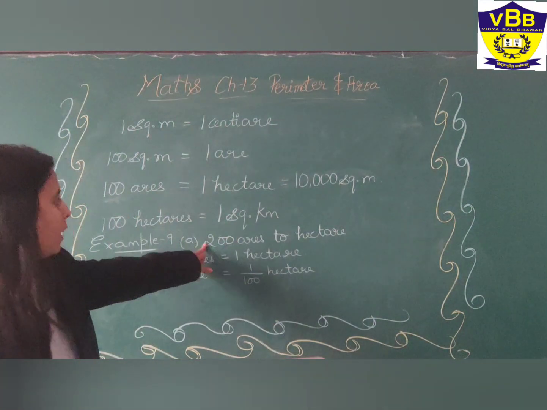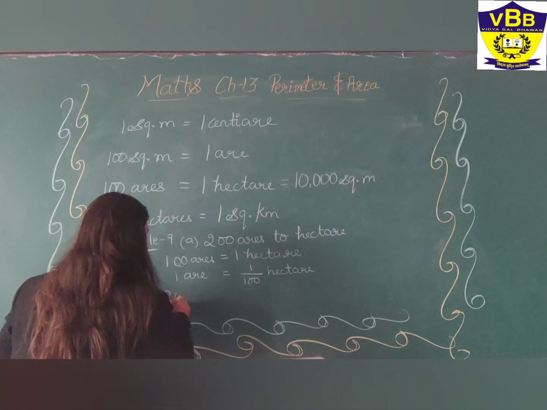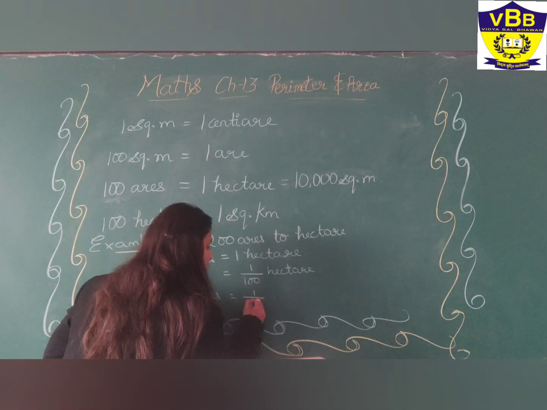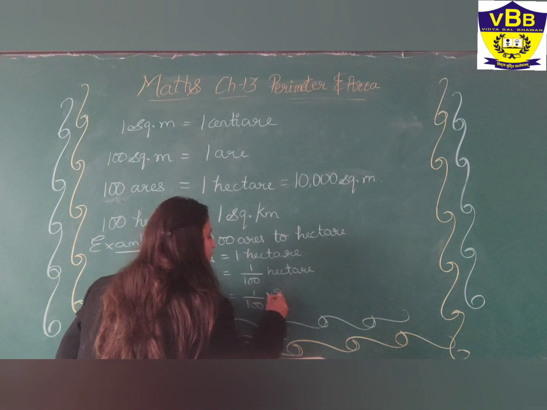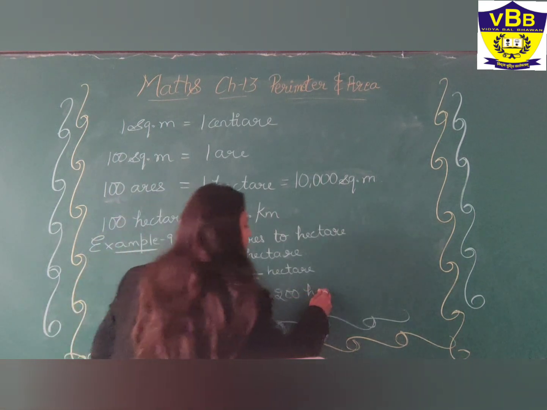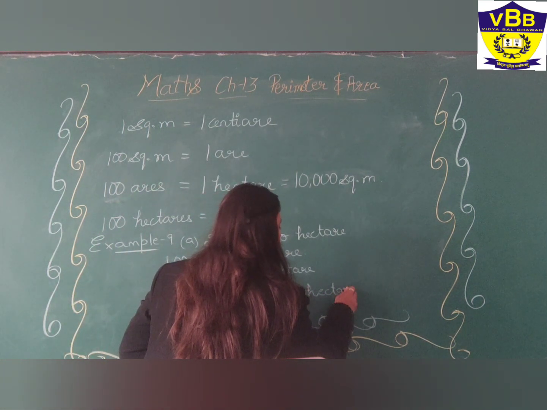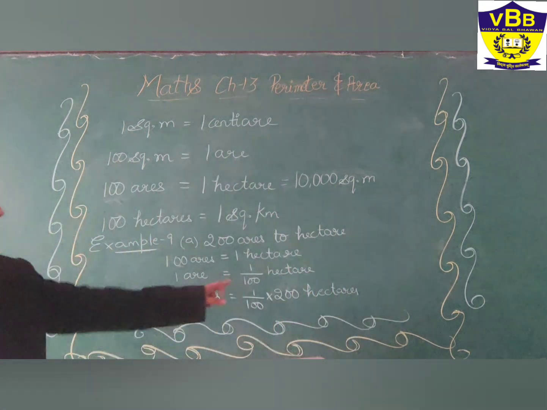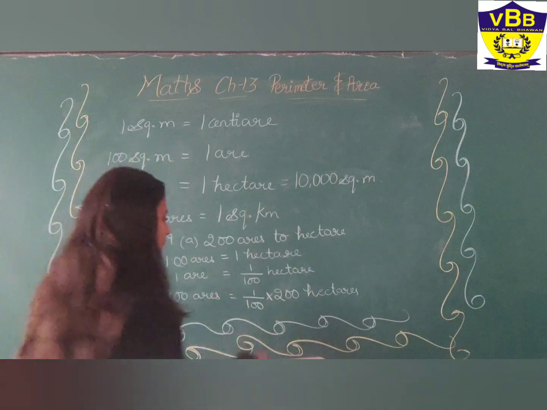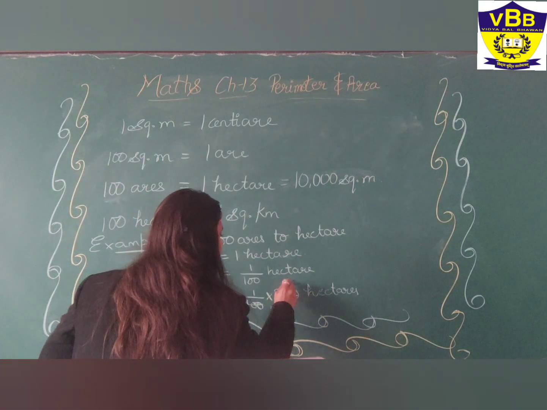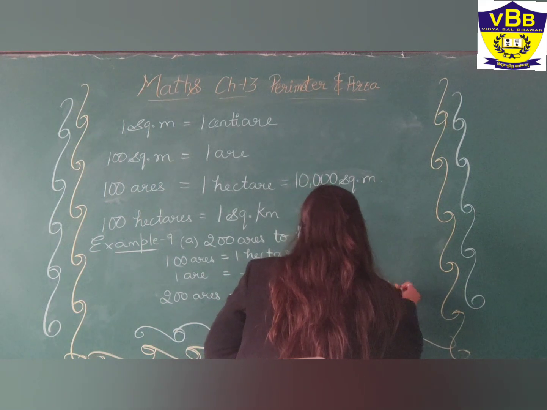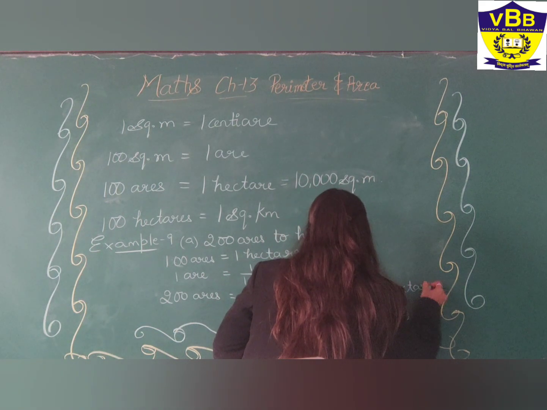Now what about 200 acres? If we know the value of 1, to find the value of 200 we will multiply it. 1 upon 100 will be multiplied by 200 hectares. So 1 upon 100 into 200. 100 ones are 100, 100 twos are 200. It will become 2 into 1, 2 hectares.